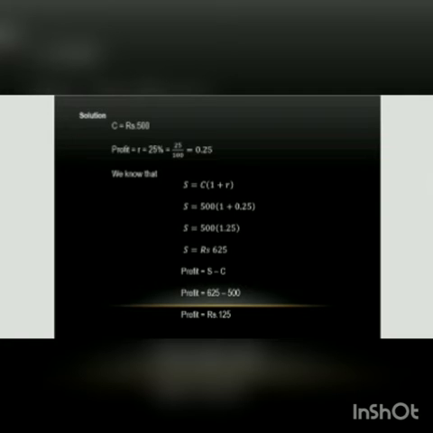Now we know the formula of profit, which is S minus C. Simply put the values in the formula and get the answer as rupees 125.